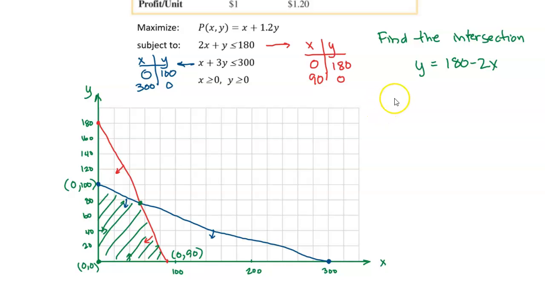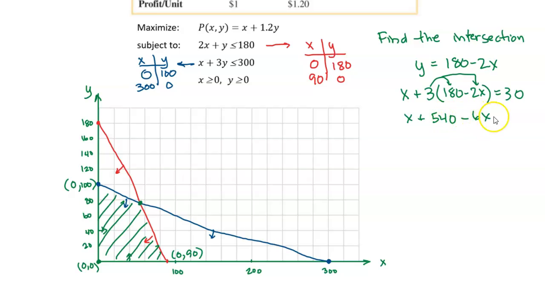And the other equation is x plus 3y equals 100. And so I can substitute this value for y. So I get x plus 3y, and instead of y, I'm going to write 180 minus 2x. I'm just solving it by substitution. Equals 100. All right, now I just need to do some algebra. Let's first multiply through the parentheses and distribute the 3. So we get 540 minus 6x equals, oops, that should be 100, right?